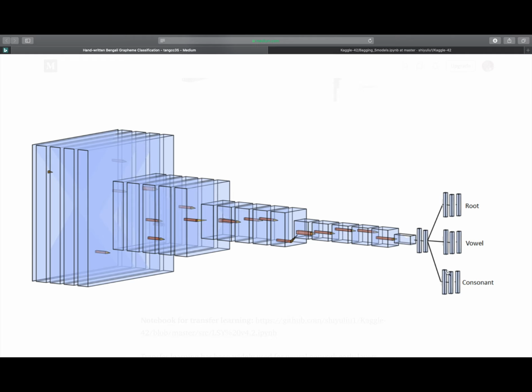vowel and consonant prediction. For each layer, we added batch normalization and used leaky ReLU to avoid vanishing gradient, then added dropout to mitigate overfitting. The accuracy increases faster in the first few epochs, and after 30 epochs, the model scored a 1.4% increase in root accuracy and a 1% increase in both vowel and consonant accuracy.